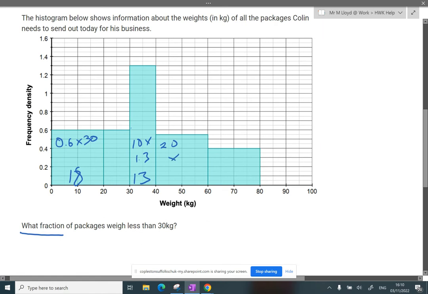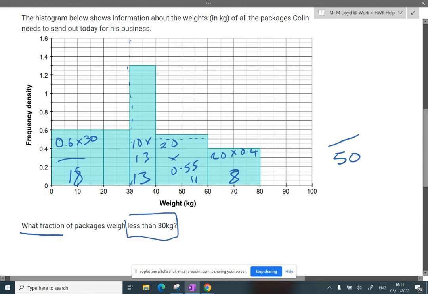20 multiplied by, right, this one is a bit tricky. This line is the 0.5 line, so that's going to be 0.55. 0.55 times by 20 gives us 11. And then finally, 20 times by 0.4. 20 times by 0.4 is 8. Add them all up. 8 plus 11 plus 13 plus 18 is 50. That's really nice.